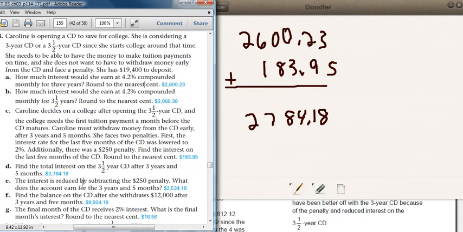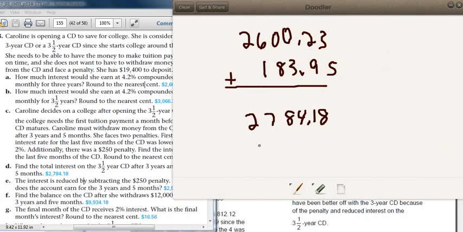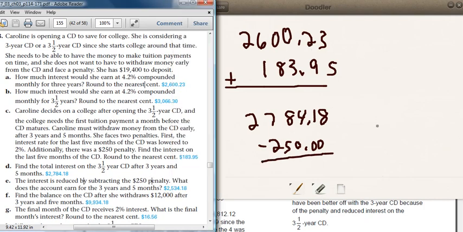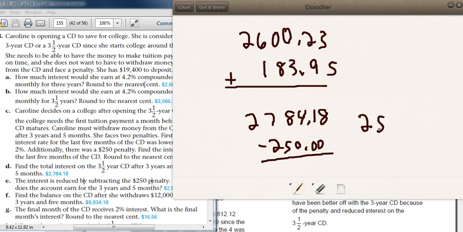Part E says the interest is reduced by subtracting the $250 penalty. What does the account earn for the 3 years and 5 months? Basically, you just take this and subtract 250, and we get $2,534.18. That's it.